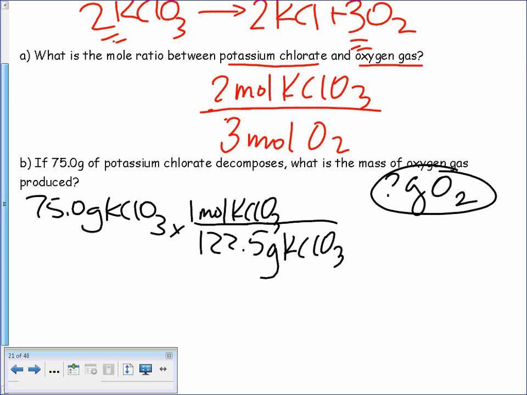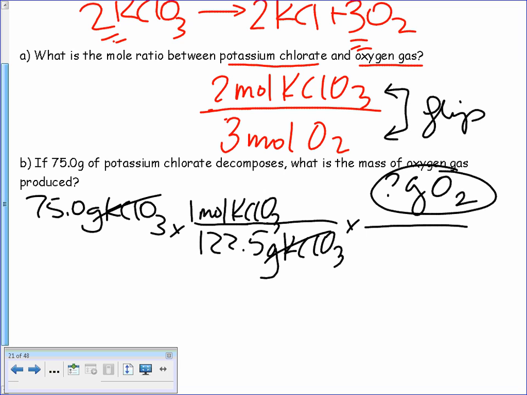Okay, so then 122.5 is the molar mass by adding those up. Now, where do I go for moles of potassium chlorate? Mole ratio, because once I'm stuck in moles of one thing, I can only go to moles of something else, and that's what I need to do because I need to get to oxygen. Do I write it like this? Why? Because I need oxygen on top. I'm going to oxygen, so it's got to go on top.